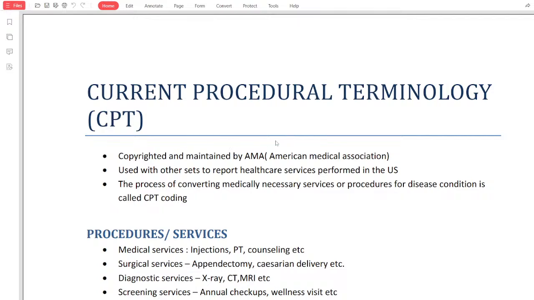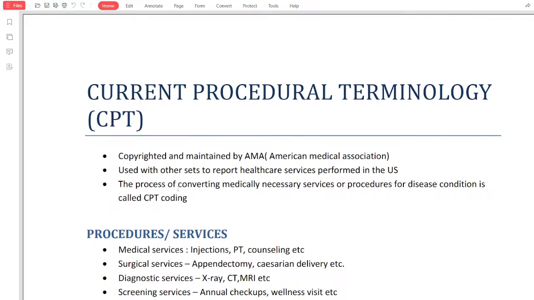The basics of the CPT textbook: first, it is copyrighted and maintained by the AMA, the American Medical Association. Maintenance is handled by the AMA. It is used with other code sets to report healthcare services performed in the US. It is completely related to US healthcare.